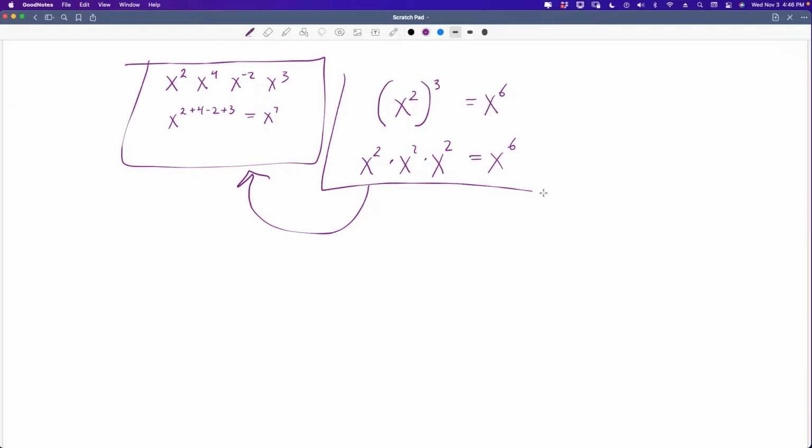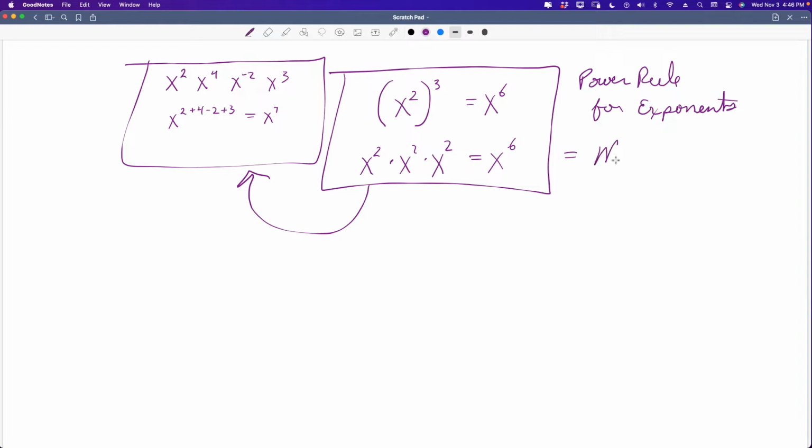So write this down in your notes. This is the next part of exponents. This is called the power rule for exponents. When you have a power raised to another power, and an exponent is called a power, when you have a power raised to another power, we multiply.